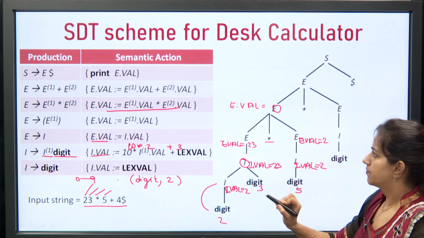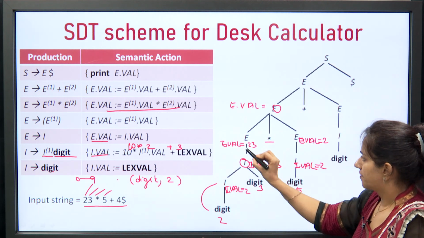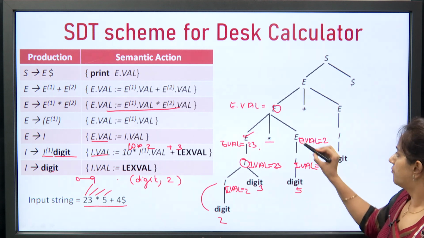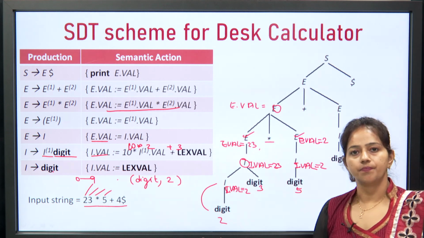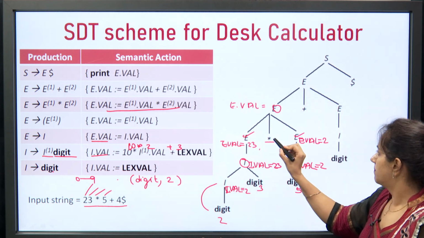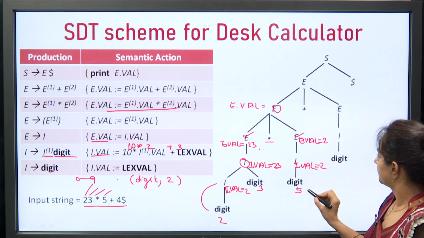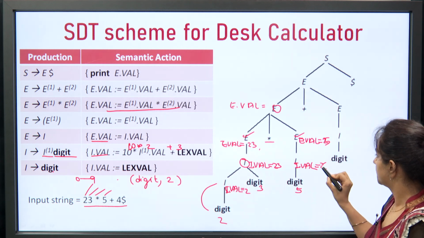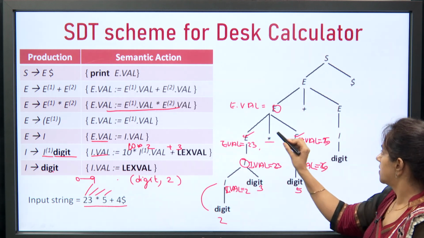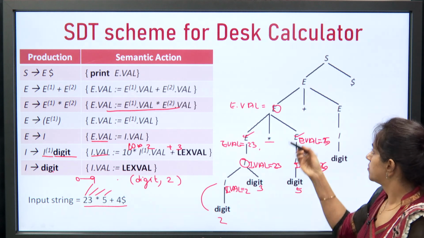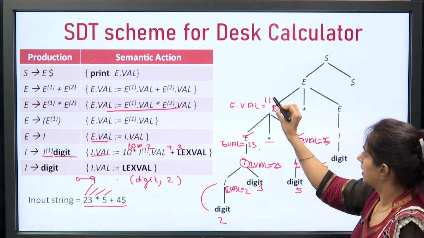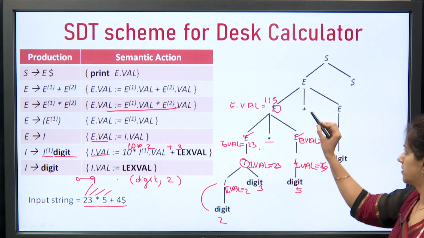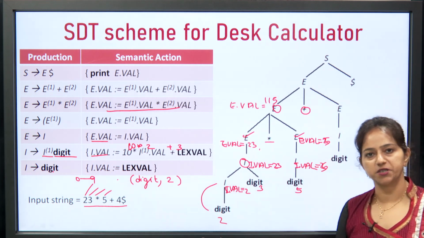E dot val is equal to the value of translation at this non-terminal and the value of translation at this non-terminal. So, this is 23 multiplied by 5, all right. So, 23 multiplied by 5, so we will get here 115. Now, next is plus, but no reduction is possible here.